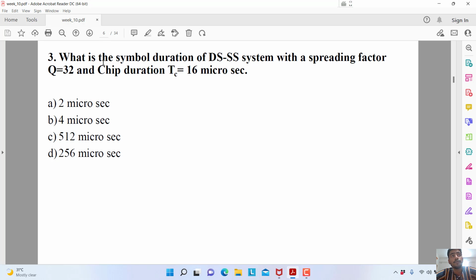Again I am repeating, the question is: what is the symbol duration of a DSSS system with the spreading factor Q equal to 32 and chip duration of 16 microsecond? We have a spreading factor and chip duration, so we have to calculate the symbol duration.